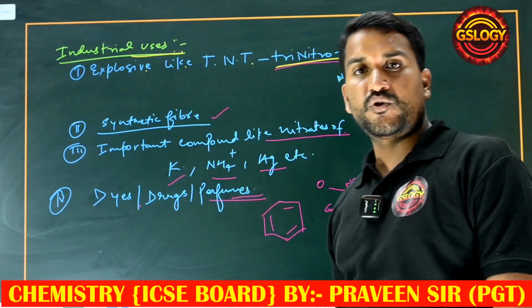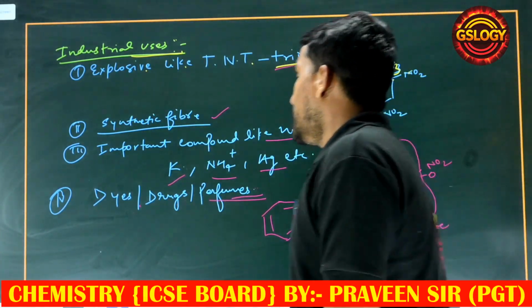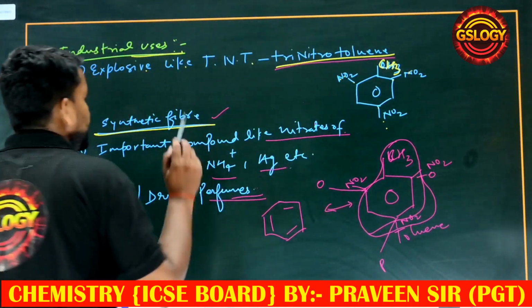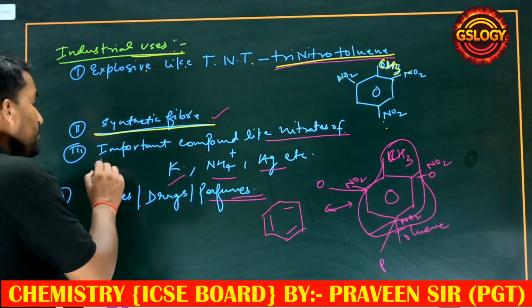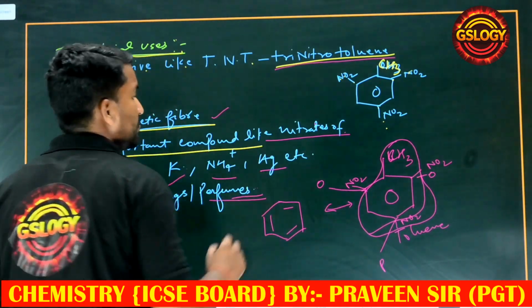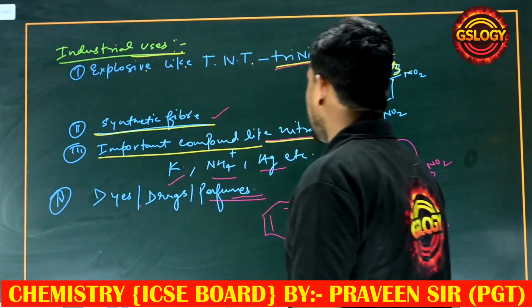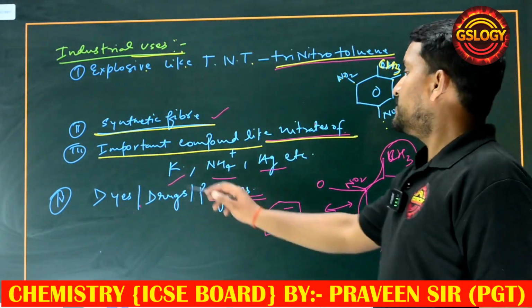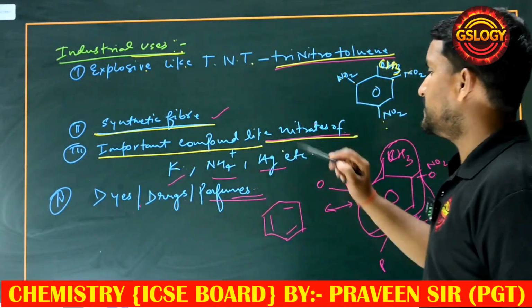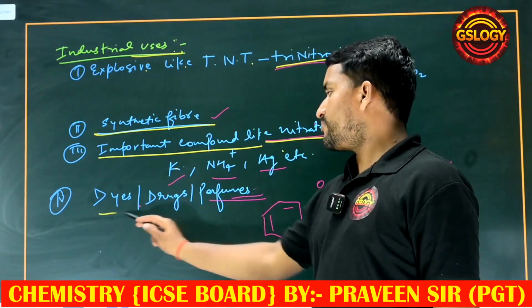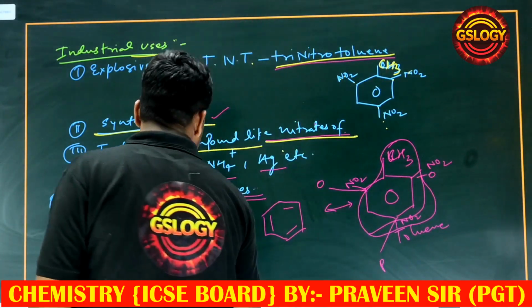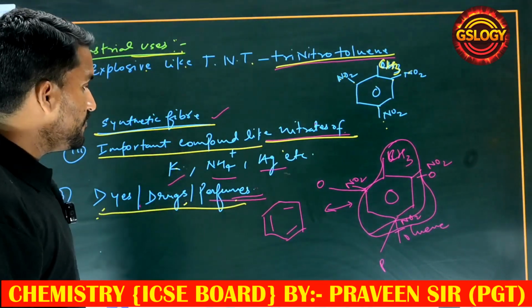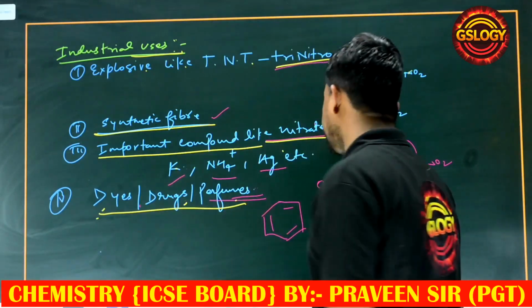TNT is an explosive in nature, and nitric acid is also used in the formation of synthetic fiber, and important compounds like nitrates of sodium, ammonium and silver, and also in the formation of dyes, drugs and perfume.